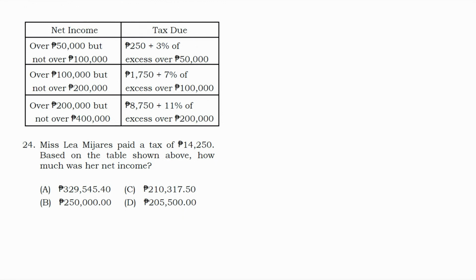So, makikita natin sa choices na lahat yan is above 200,000. So, mapupunta tayo sa category na to. Over 200,000 pesos but not over 400,000 pesos. Then, gagamitin natin tong information na to para makuha yung net income ni Miss Leia. So, for this one, meron tayong 14,250. And then, meron tayong 8,750 na portion dyan.